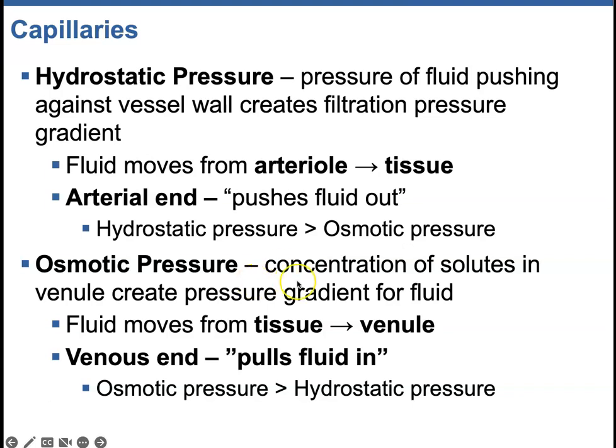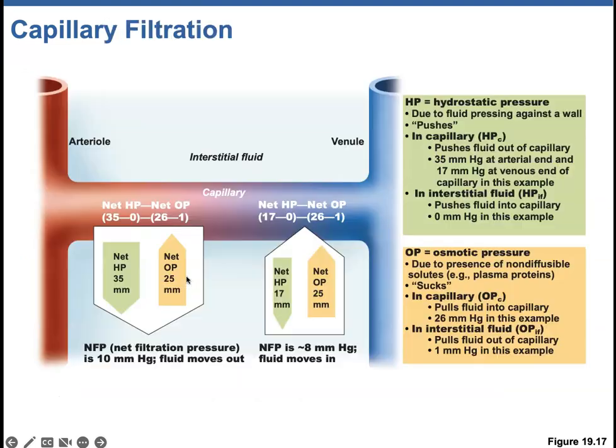The osmotic pressure is actually the pressure that is exerted by the concentration of the solutes in the venule that create the pressure gradient. So remember, what osmotic pressure means is if osmotic pressure is high, then that means there's more solute, less water. And what you know about osmosis is when there's less water, the water is going to move toward where it's lower, right? So that means that if the hydrostatic pressure outside is greater, then the fluid is going to move in to where the osmotic pressure is causing it to pull in. So let me show you on here.